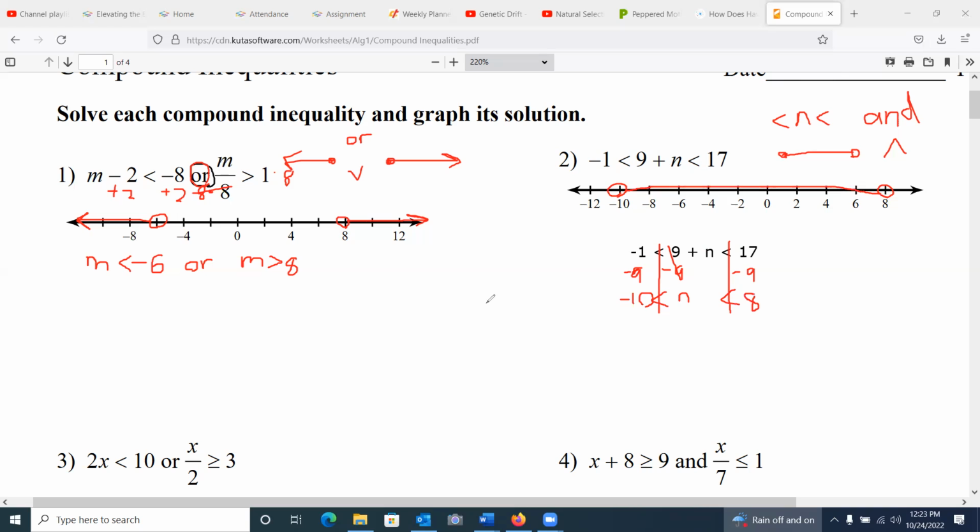The other problems are going to work pretty much the same way. You might have a few more steps to get your variables alone, but as far as graphing it, it's going to work the same. The only other thing is you'll see some problems that have and. The ones that have and will also end up coming together in the end. So the problems that have and are going to end up looking more like number 2 than they do like number 1.